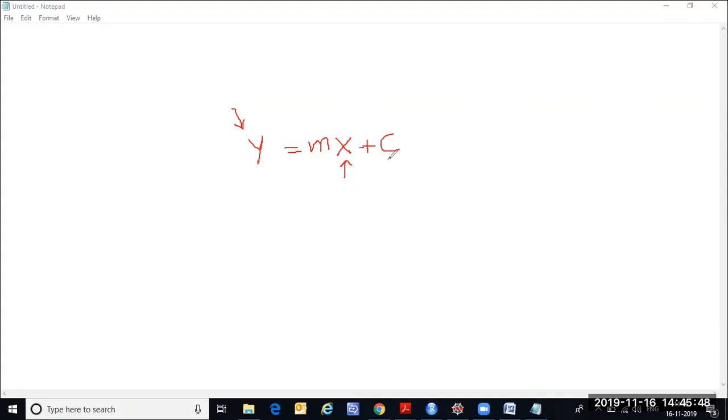How do you represent that on a two-dimensional graph? Let us say this is the x-axis and this is the y-axis.